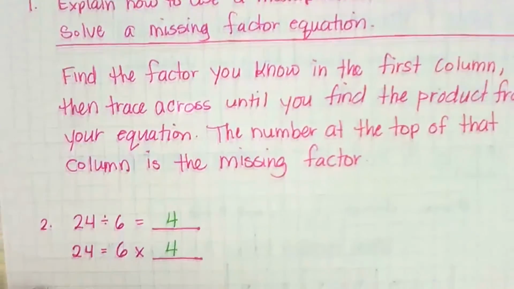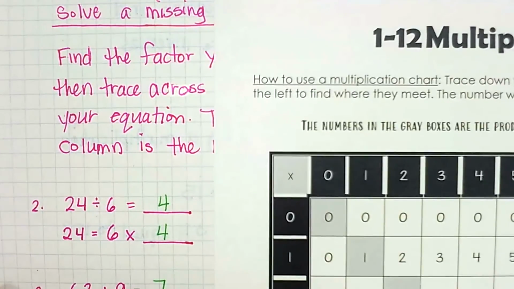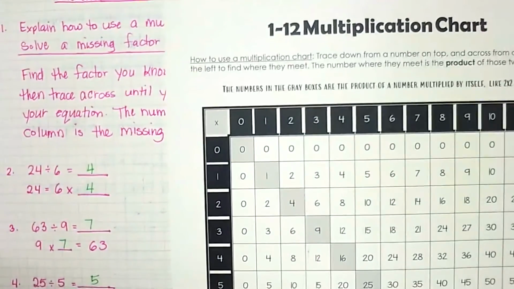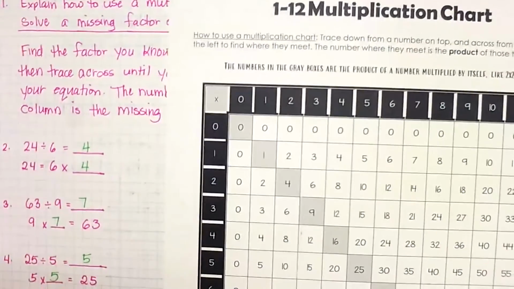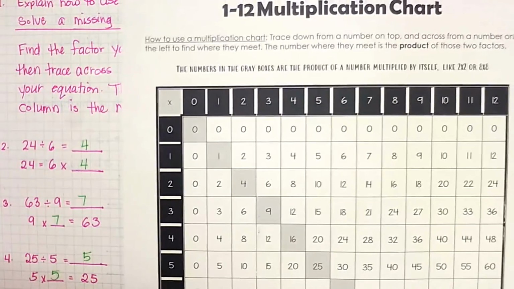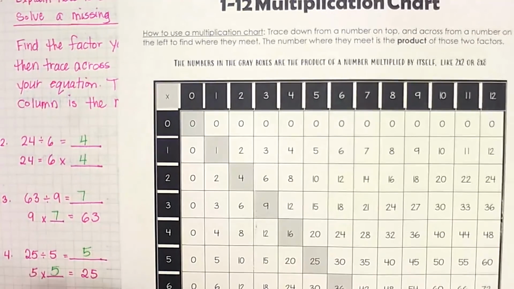For number 2, they gave us missing numbers that we were going to use our multiplication chart for. So I'm going to zoom out a good amount for you guys to be able to see, because I'm going to go through these on the multiplication chart with you so that you're able to use it when you're working on your independent practice. So 24 divided by 6.